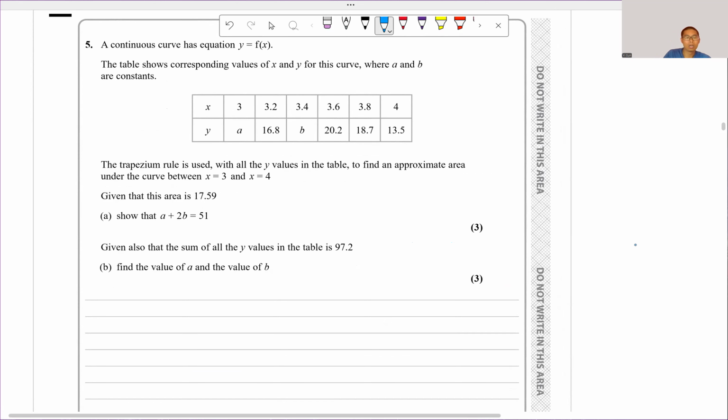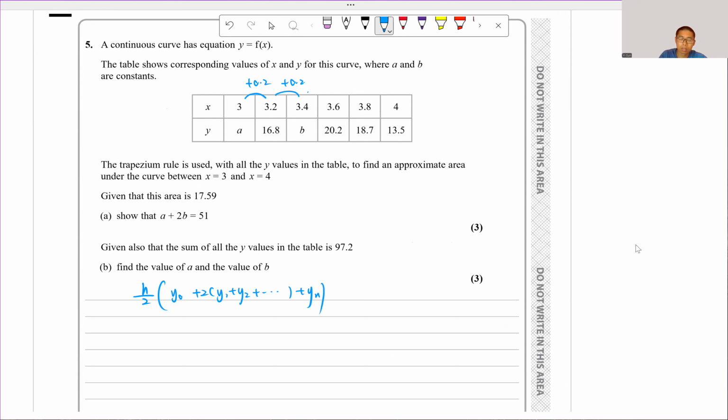Okay. So we know the trapezium rule formula should be h over 2 times y0 plus 2 times y1, y2, and so on, and then plus the last y value. And then h should be the equal gap between each two of the x values. So because the gap between them is just 0.2, that will be our h value.